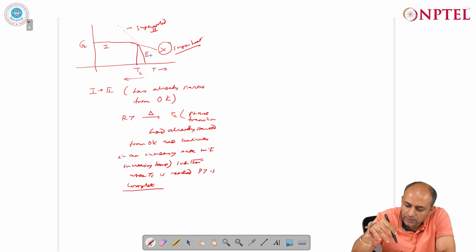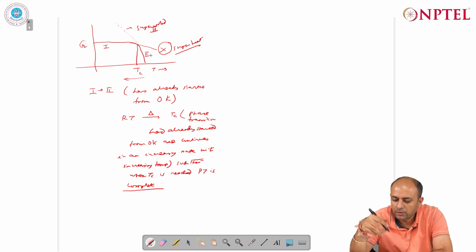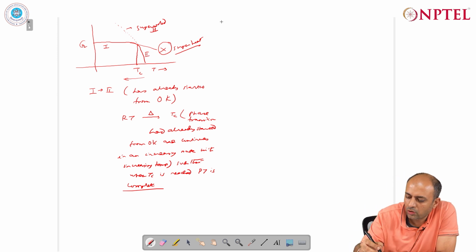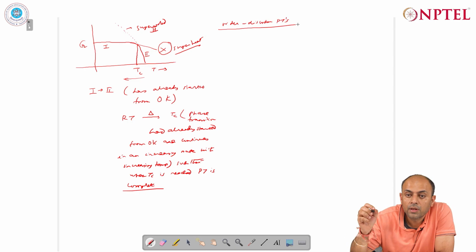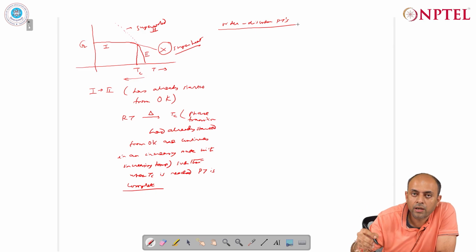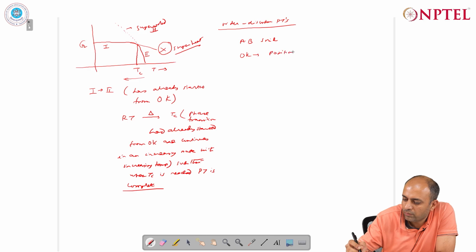Now, in order to understand this picture more carefully as to what is happening at the structural level, these kinds of transitions are also referred to as order-disorder phase transitions, and this can be easily understood if you consider, for example, an AB solid, in which at 0 Kelvin the positions of A and B are well defined.